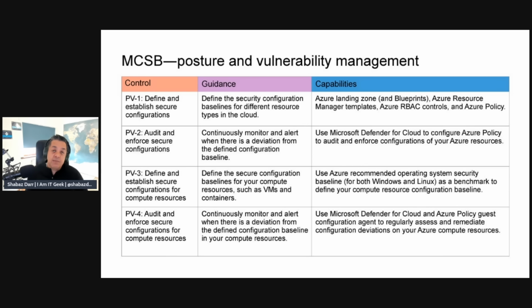From an AWS guidance perspective, it recommends using EC2 Amazon Machine Images, or AMIs, from trusted sources on the Marketplace as a benchmark to define your EC2 configuration baseline. Additionally, you can use EC2 Image Builder and custom AMI templates with the Systems Manager agent to establish the desired security configuration. We then have PV4, which is for audit and enforcing secure configuration for compute resources.